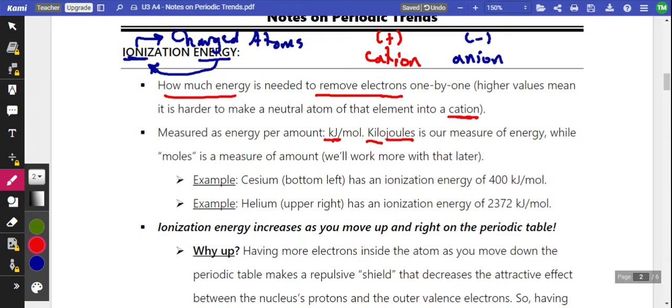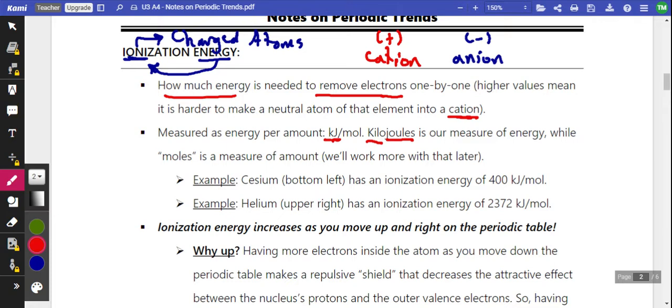Whereas helium in the top right has an ionization energy of 2,372 kilojoules per mole. So helium's ionization energy is almost 6 times as much as cesium's, which means it would take about 6 times as much energy to rip an electron away from helium compared to cesium, which might seem kind of backwards at first.